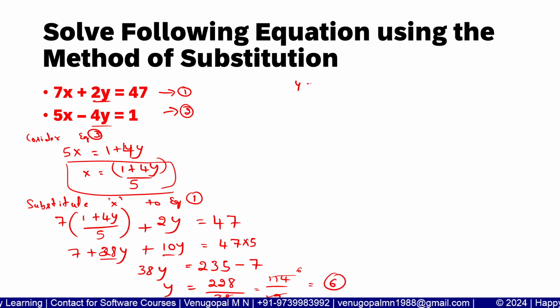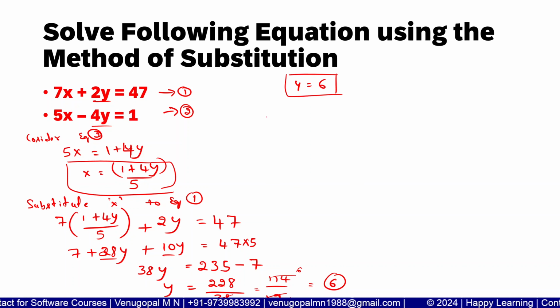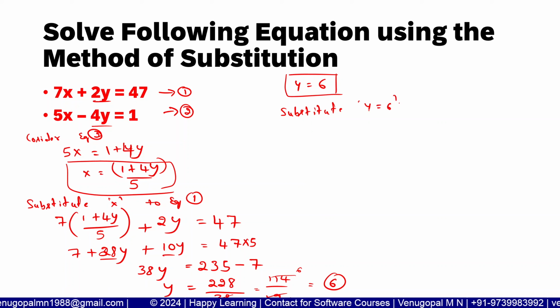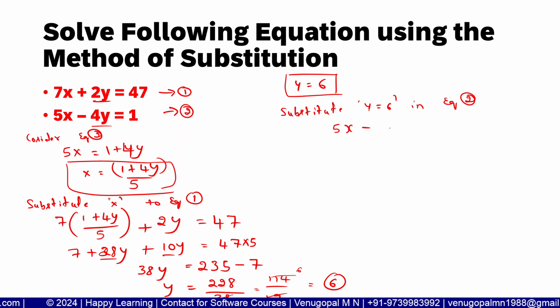So now we got y is equal to 6. We derived the value 6. Now you can substitute this value of y into any of these equations, whichever you feel is very simple. So let us take equation 2. Substitute y is equal to 6 in equation 2. So what is the equation? 5x minus 4y is equal to 1.